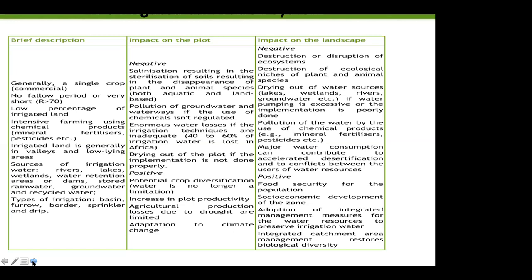What are the impacts on the landscape? The negative impact is there's destruction of the ecosystem. There's drying out of water sources, because if a lot of people depend on a particular water source for irrigating, and then there are no rains to fill the river, then there's a problem, because we are also taking the space or the resources that other people might be using.